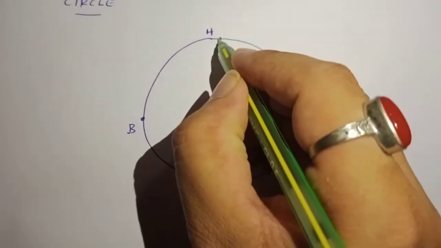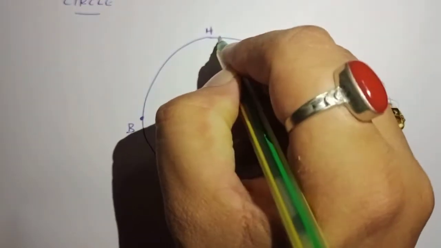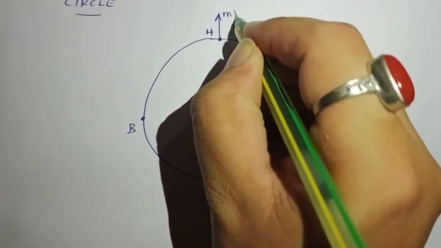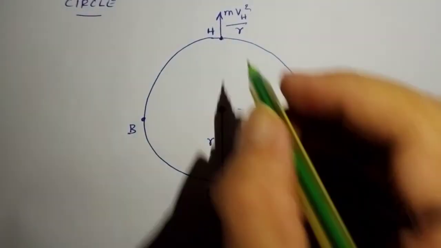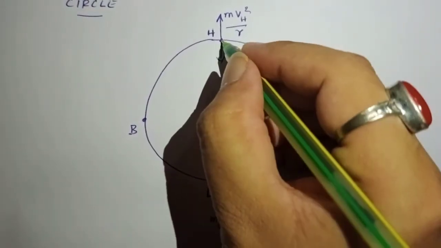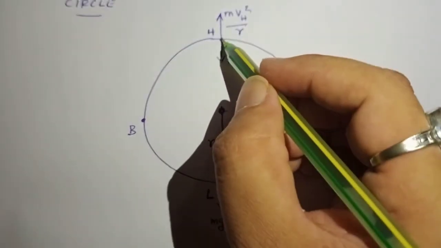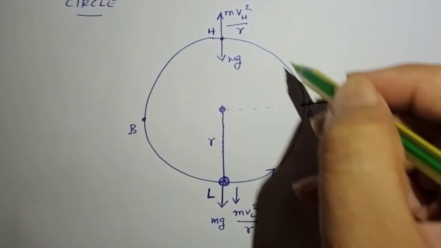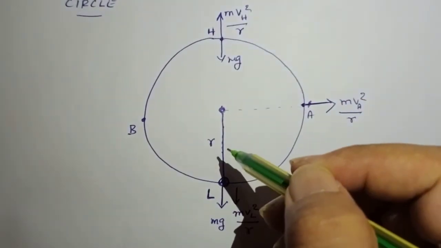So when the particle is at the highest point, the centrifugal reaction is acting outwards, that is mvH square divided by r. mg is always acting downwards. So if the body has to move in a vertical circle, what is the minimum condition? The minimum condition is that the upward force should be greater than the downward force. Otherwise, when the particle comes here, the string will slack and it will fall down.